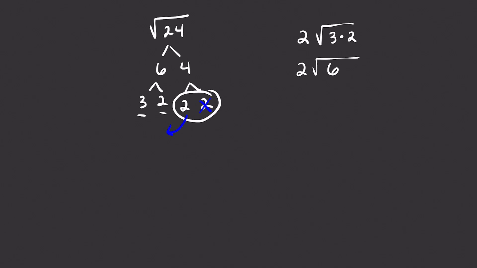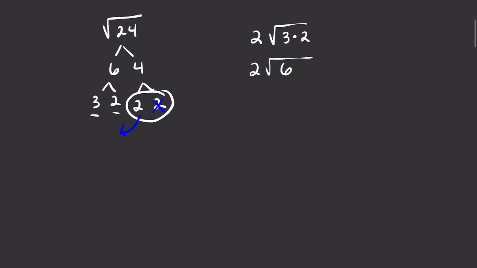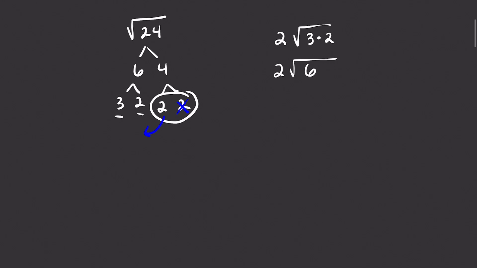Now, here's the thing. You did not have to break down this 6, right? Because, first of all, you can't take the square root of 6. Since you can't take the square root of 6, you just leave it alone. You can take the square root of 4. So what's the square root of 4? It's 2. Therefore, 2 is going to go outside of the radical. Okay, so hopefully this makes sense.